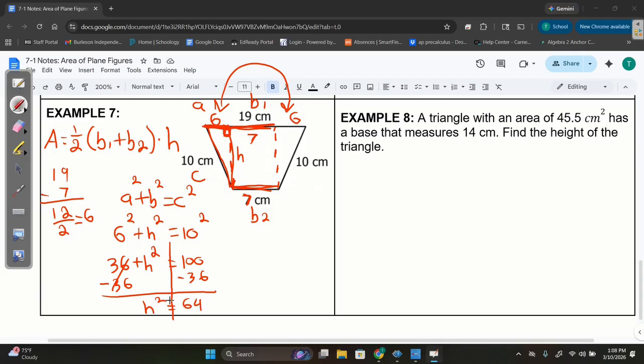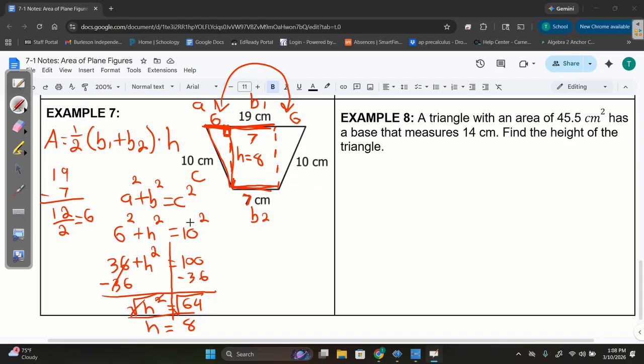How do you get rid of a square? What's the opposite of a square? The square root is how you get rid of a square. The square root of 64 is 8. So the height of my shape is 8 centimeters tall.